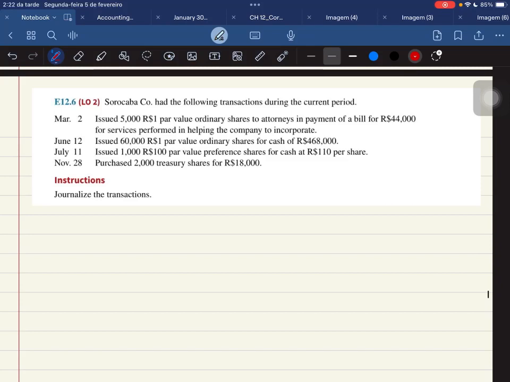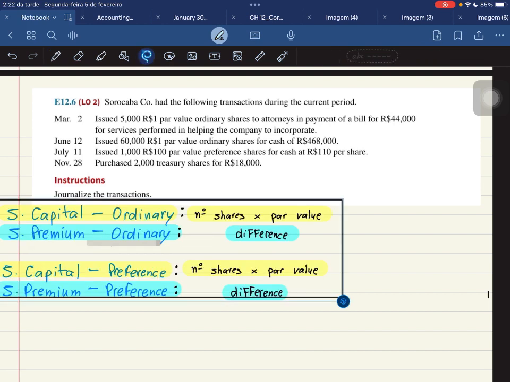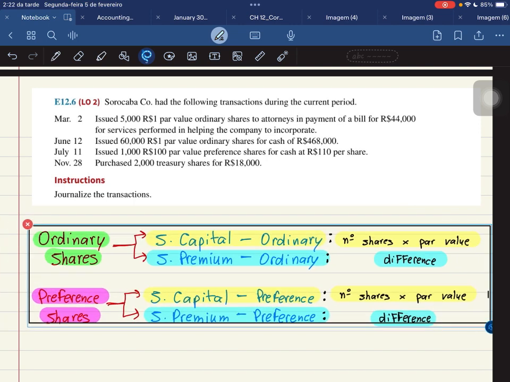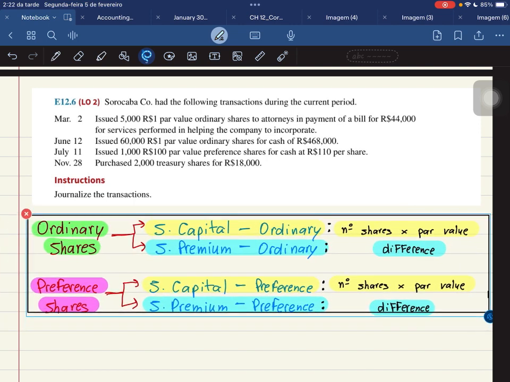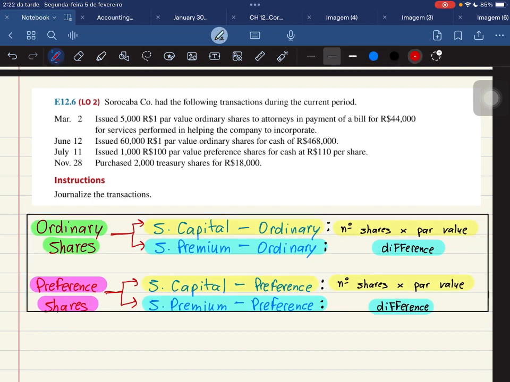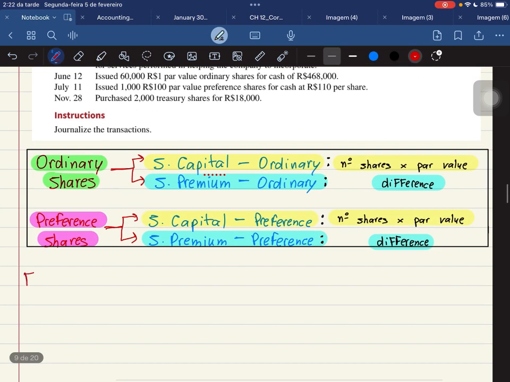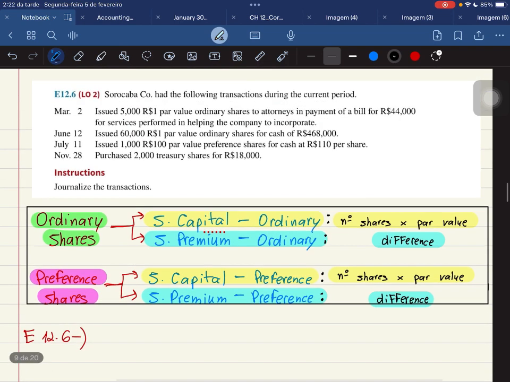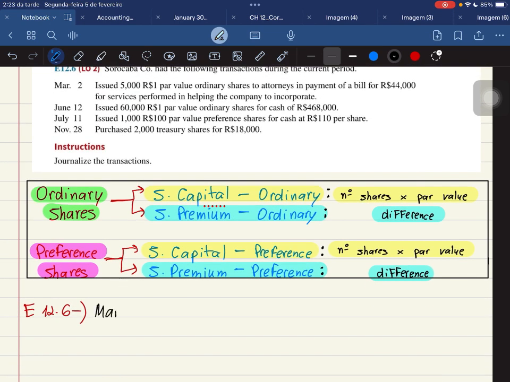E 12.6. Sorocaba Corporation had the following transactions during the current period. To analyze the transactions, before we start, I'm just going to paste the sketch that we made at the last exercise because I think that it helps. Okay, so let's journalize the transactions.